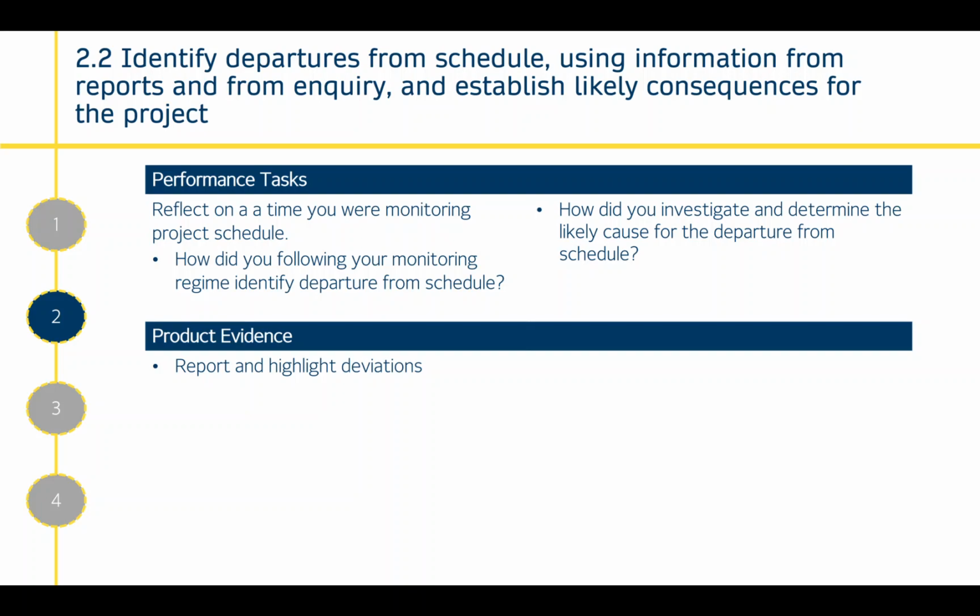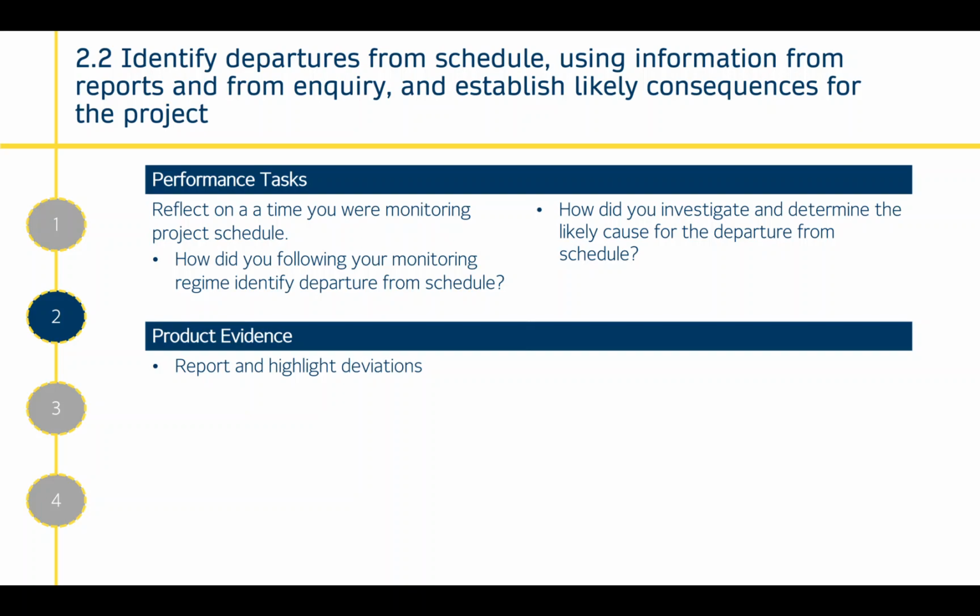You're actually doing that, and then you've identified the departure from the schedule. The second part of this criteria, which also has to be covered, is establish likely consequences for the project. So if one project activity has been delayed, that's going to have a knock-on effect on the next activity. You can see that from your network diagram or your Gantt chart. That can also have an effect on the resources required to complete that activity, and the finances.